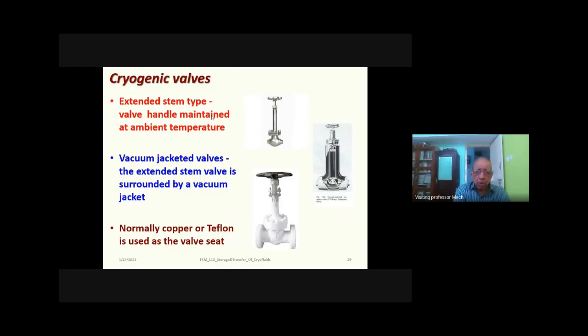Coming to briefly touch upon cryogenic valves, you have different types of cryogenic valves, extended stem valves. The valve which you normally handle is maintained at ambient temperature. Then sometimes you also have vacuum jacketed valves. The extended stem valve is surrounded by a vacuum jacket, and the valve seats are made of either copper or Teflon, depending on the supplier. So they are quite useful. What we notice is that conventional shapes of valves are also used for cryogenics, except for the fact that the operation zone is maintained at room temperature by the extension of the stem.